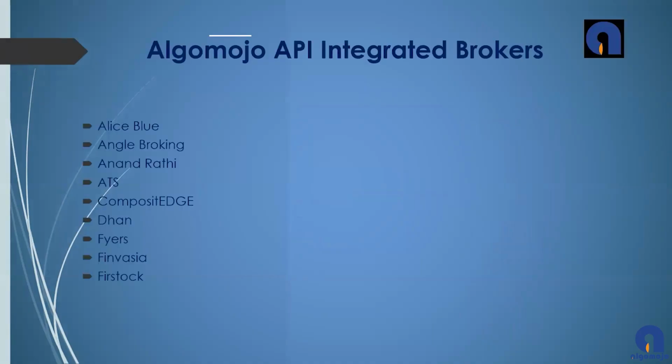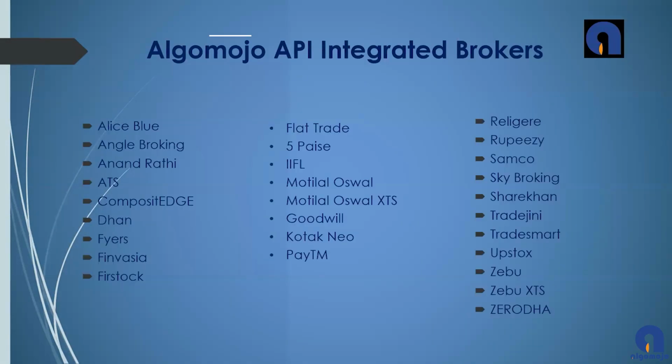Now, we have integrated with most of the leading brokers in India, including Zerodha, Angel Broking, Dhan, and almost all the large broking houses have been integrated in our platform. So you can do automation or API based trading with any of these brokers. If you already have an account with any of these brokers, you can start using our platform.